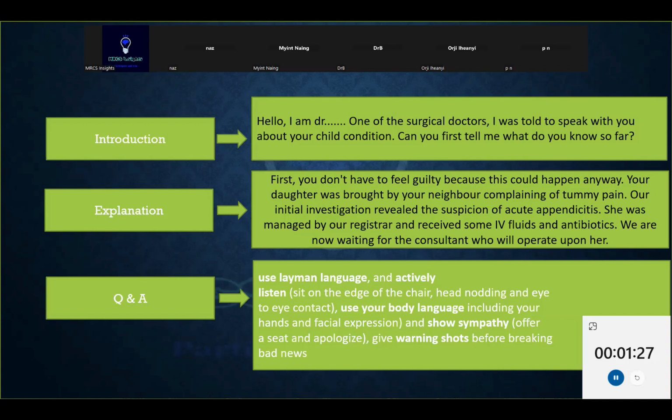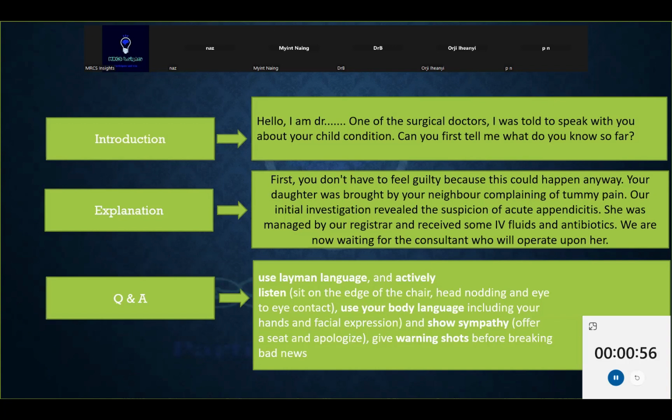Okay. But can I see my daughter now? Actually, we are planning her for the operation. So I will check and then I will reply to you. Okay, doctor. Please make sure my daughter is fine. Okay. I can understand your concern. Please don't worry. We will try our best to save your daughter. Okay, doctor, thank you so much.